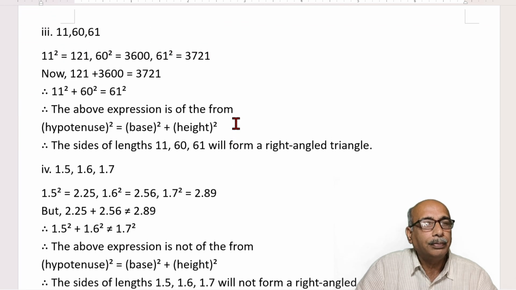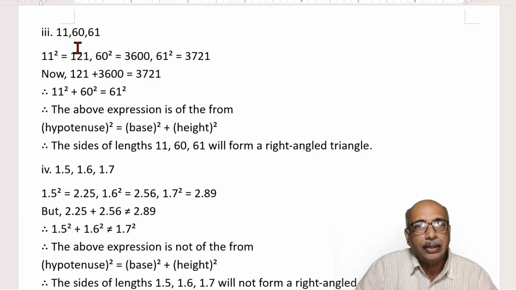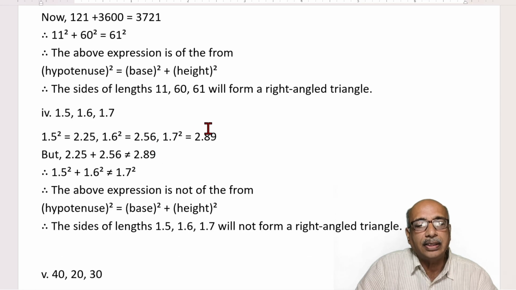Next example, 11, 60, 61. 11 square is 121, 60 square is 3600, 61 square is 3721. Now 121 plus 3600 equals 3721. Therefore, 11 square plus 60 square equals 61 square. Therefore, the above expression is of the form hypotenuse square equals base square plus height square. Therefore, the sides of lengths 11, 60, 61 will form a right angle triangle.